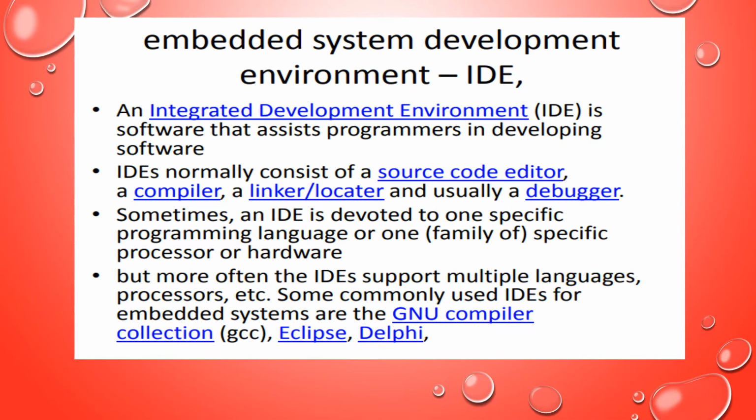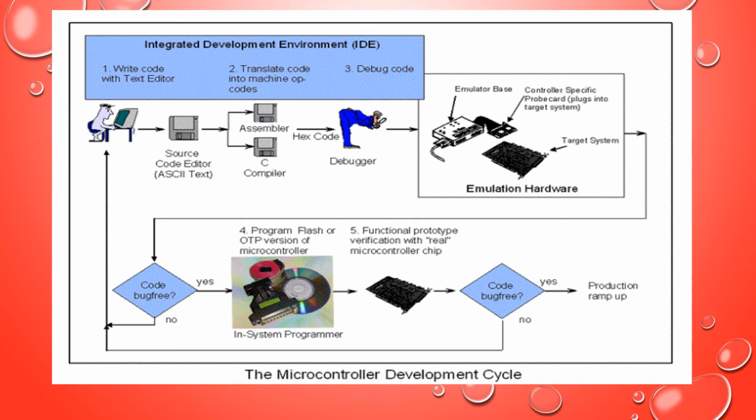So commercially, different IDEs are available. A suitable IDE you have to look for, and then you have to either purchase it, or if it is in the form of freeware, you can install it and do your work. So in general, if you look at the cycle of the integrated development environment, then first thing is you have to write or prepare a code with the help of the editor available. Then there will be translation into machine opcodes. So hex code will be produced, and then there is debugging. So in short, there are three steps.